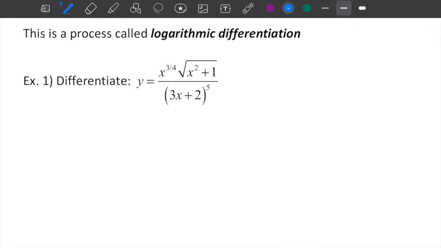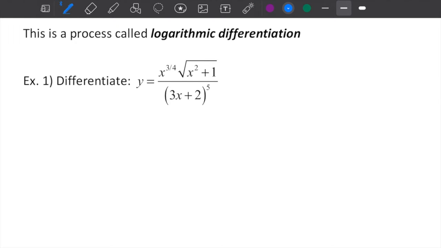So here's our example to start. y equals x to the 3/4 multiplied by the square root of x squared plus 1, all over 3x plus 2 to the 5th power. Yikes. So there's product rule, chain rule, and the quotient rule all mixed in there. That's a mess. We could do it, but that might not be so much fun.